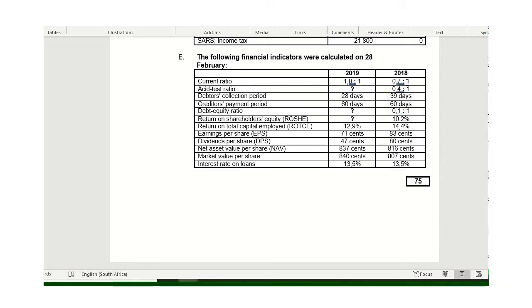So last year, remember what this ratio is? It's current assets in relation to current liabilities. So last year, we actually had less assets than liabilities. So last year wasn't very good. So it improved very well from 0.7 to 1 to 1.8 to 1.